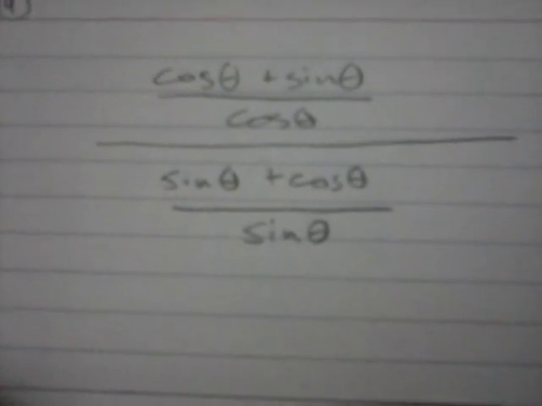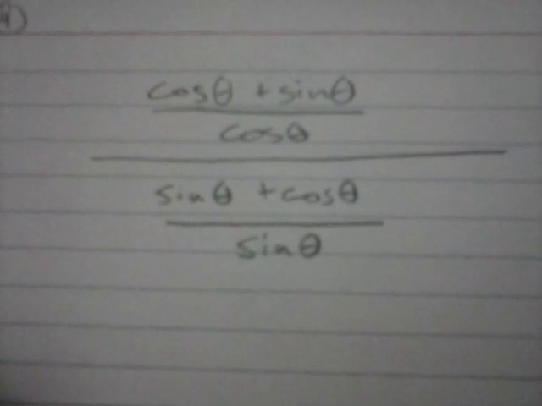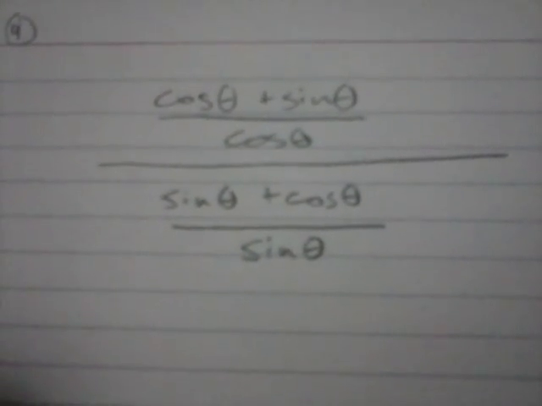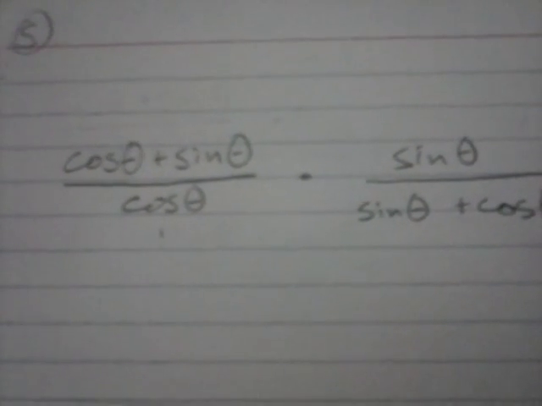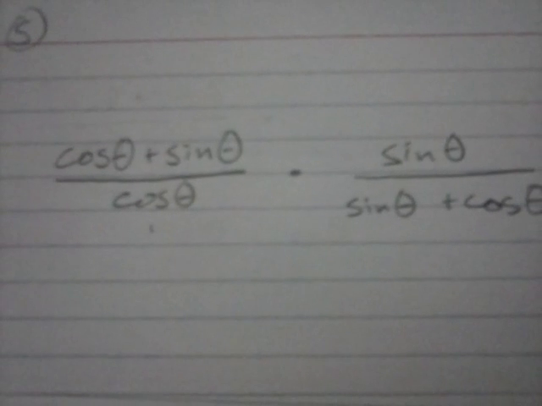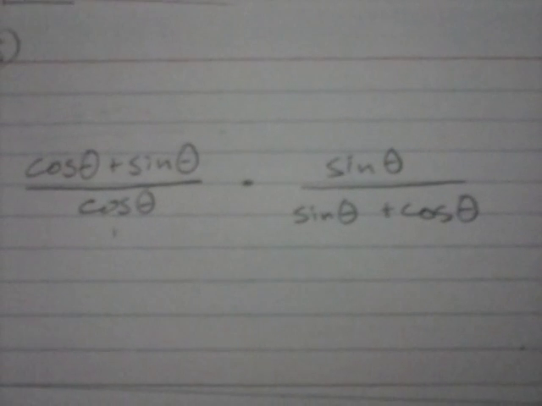And since we've got two fractions, one divided by the other, we can multiply the top one by the reciprocal of the bottom one, which will look like that. Cosine theta plus sine theta over cosine theta, times sine theta over sine theta plus cosine theta. And those two, cosine plus sine and sine plus cosine, are the same thing, so they're just going to cancel out and leave us with sine theta over cosine theta.